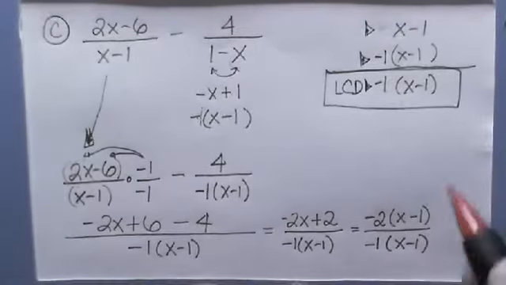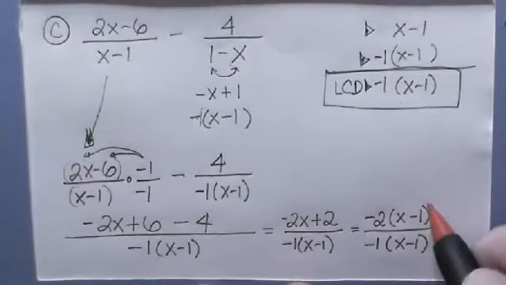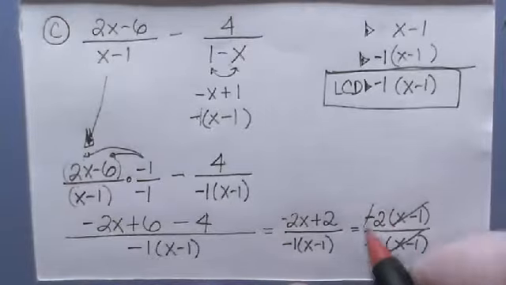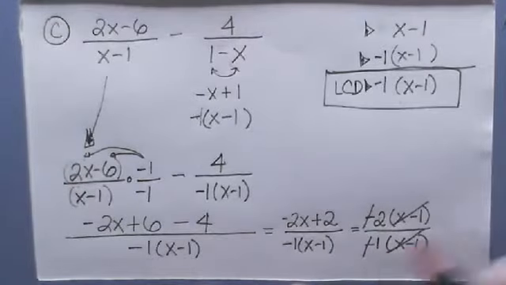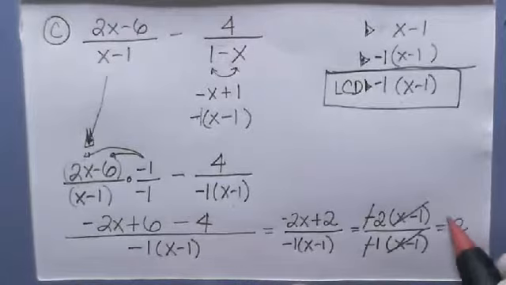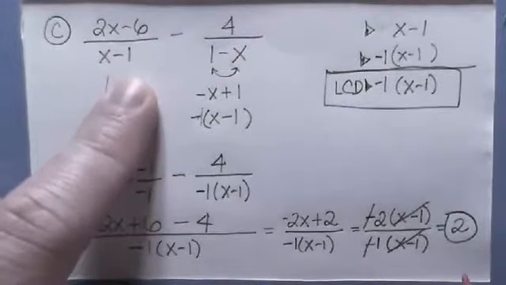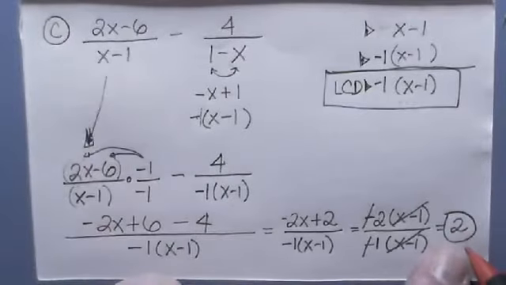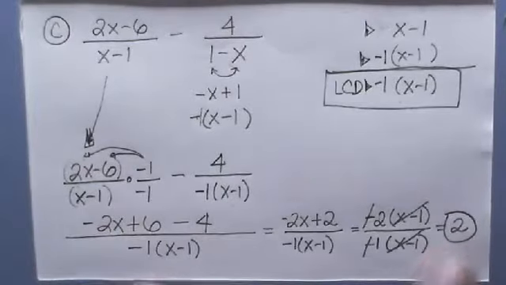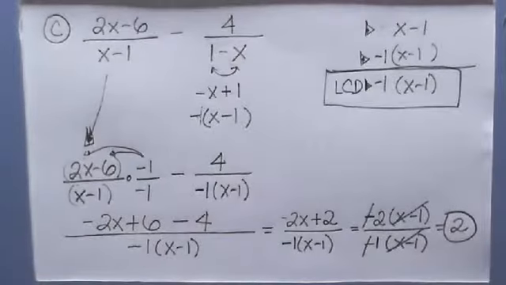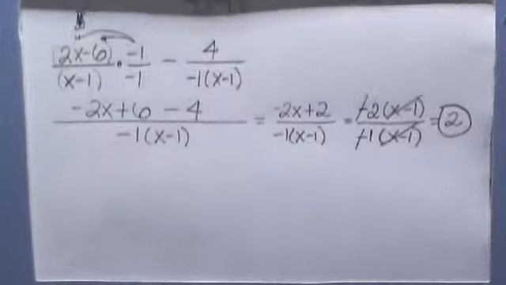And would you look at them? I can cancel the x minus 1. I can cancel the negatives. And 2 divided by 1 is 2. So who would have thought that this subtraction would come down to become just number 2? Pretty cool, huh? Alright, let's go on to letter D.